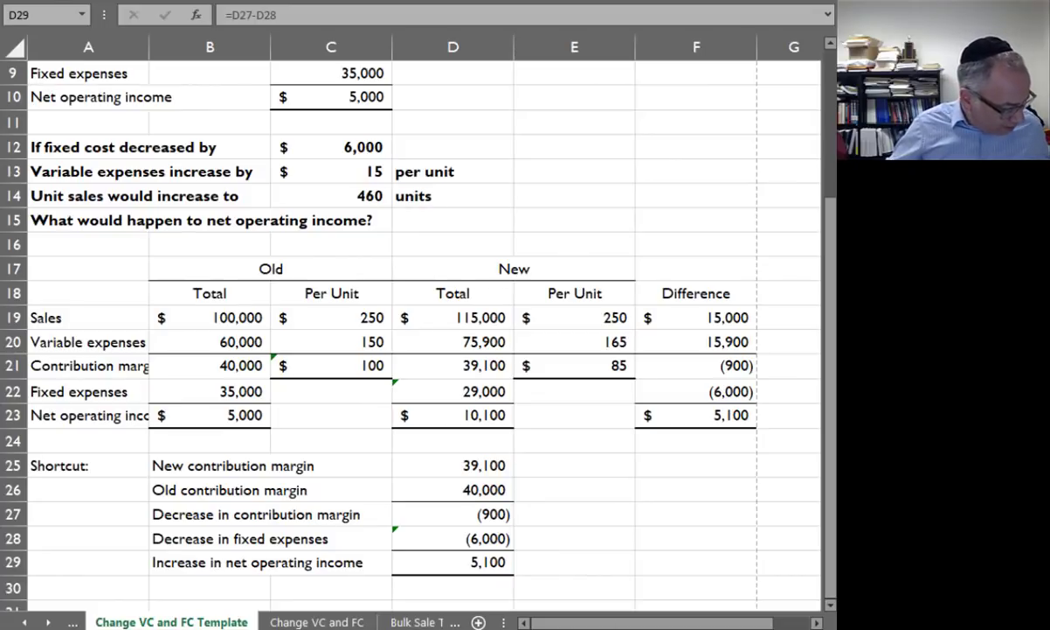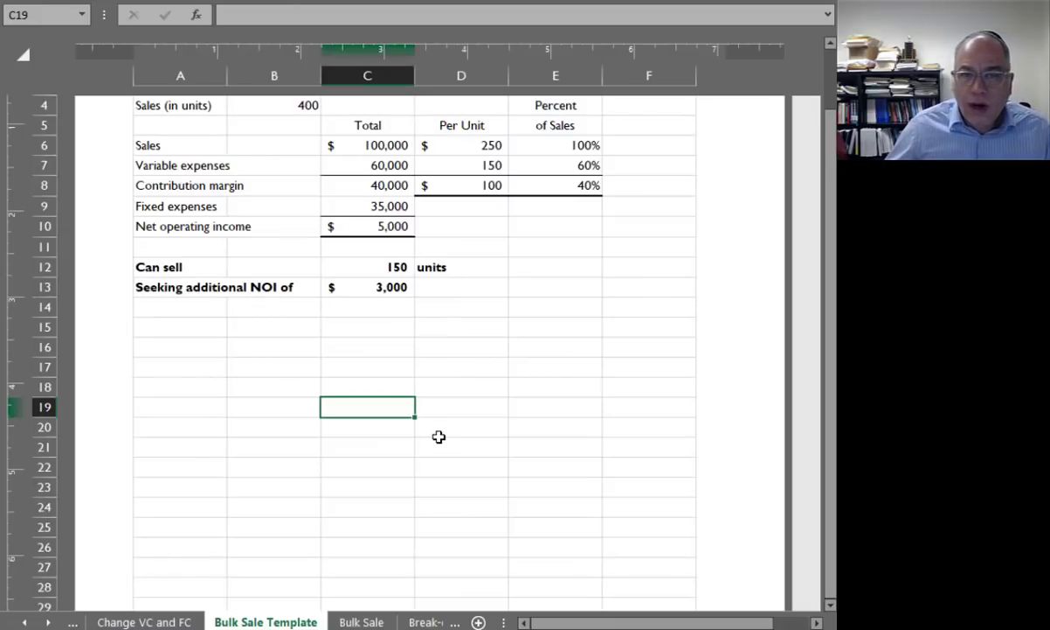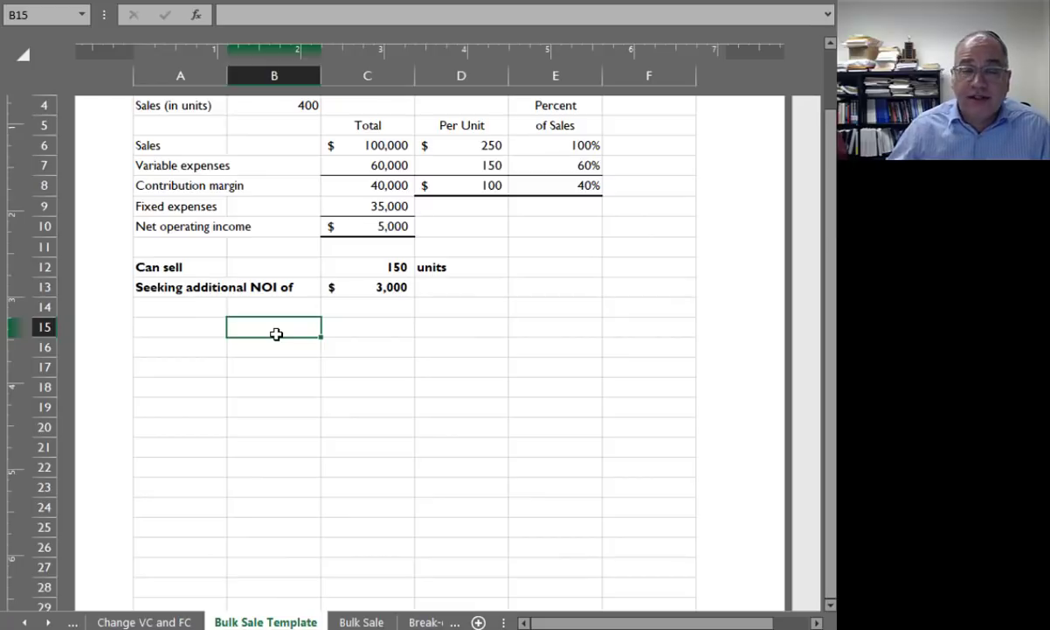Now, what if you just wanted to sell 150 units and you wanted an additional net operating income of $3,000? That's it. I want another $3,000. That's all. I want to make $3,000 on this deal. Then here's one. What sales price would you set?